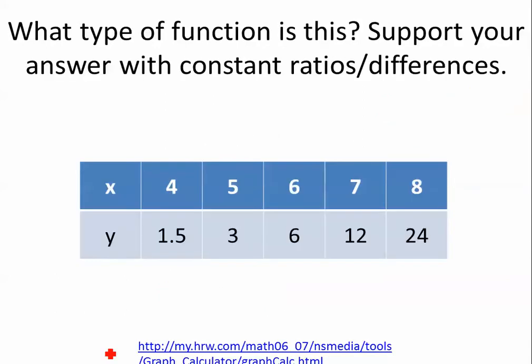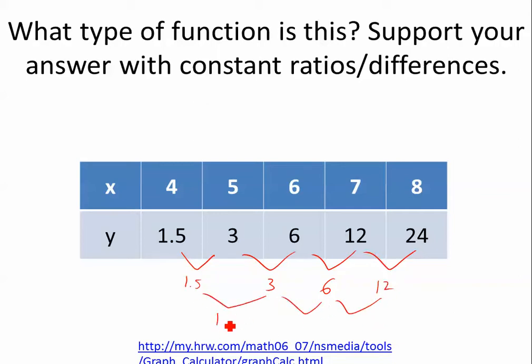What type of function is this? Back to the function types. So let's try differences. Let's go 3 minus 1.5 is 1.5. 6 minus 3 is 3. 12 minus 6 is 6. And 24 minus 12 is 12. The first differences weren't the same. So let's go for the second one.